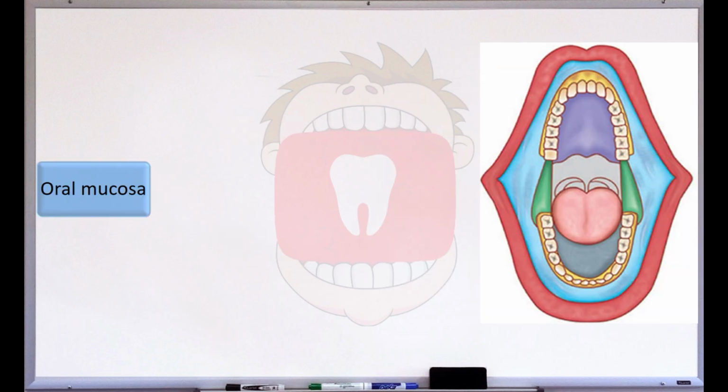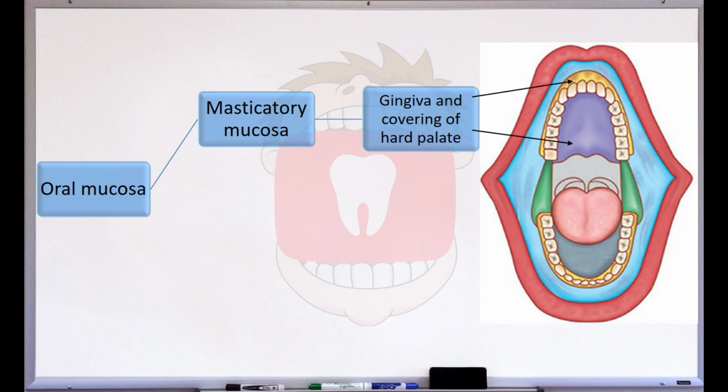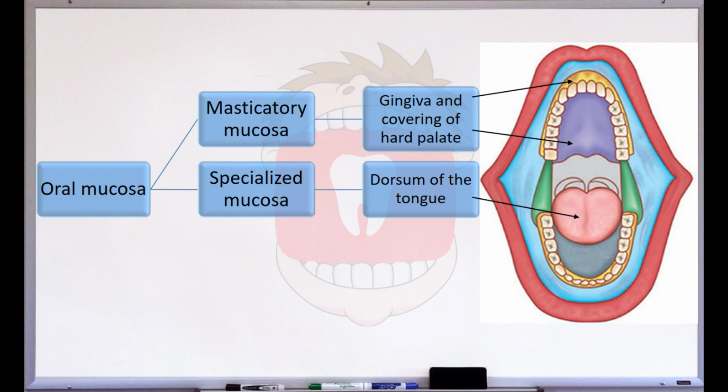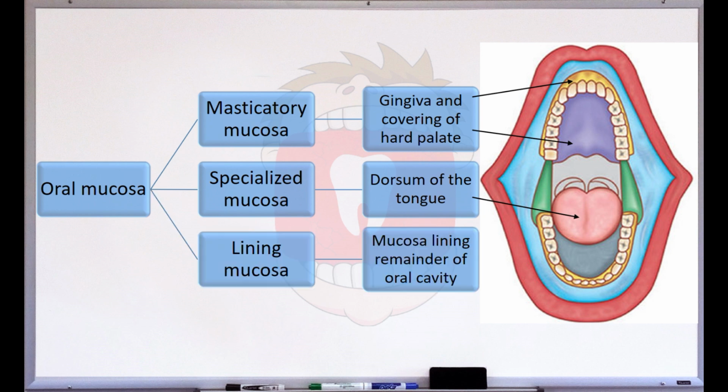Oral mucosa consists of three zones: the masticatory mucosa, which includes gingiva and the covering of the hard palate; the specialized mucosa, which includes the dorsum of the tongue; the lining mucosa, which includes the oral mucous membrane lining the remainder of the oral cavity.